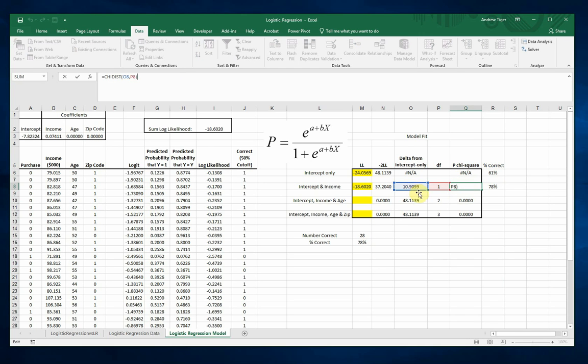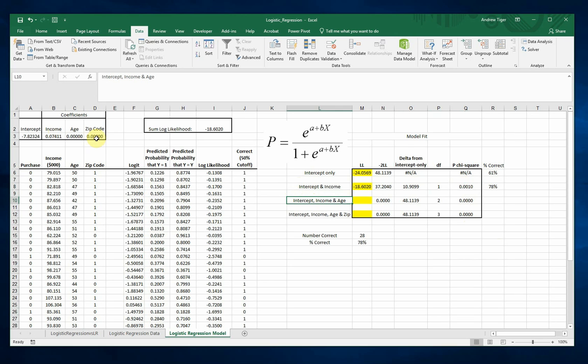This delta is the difference between the log likelihoods from the base and this one, and this is saying that the probability that they would be the same is really small. So you can see that that's impactful. The income is incredibly important. Now let's do the other one. Let's go to the next one.